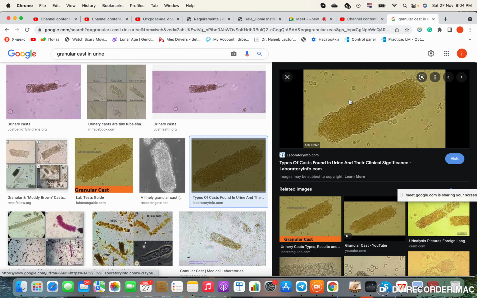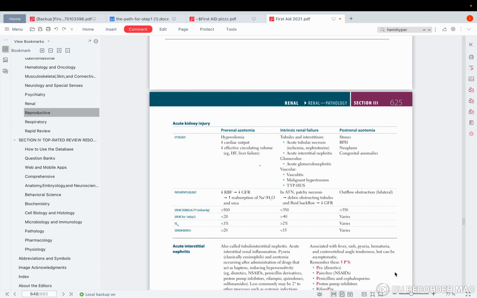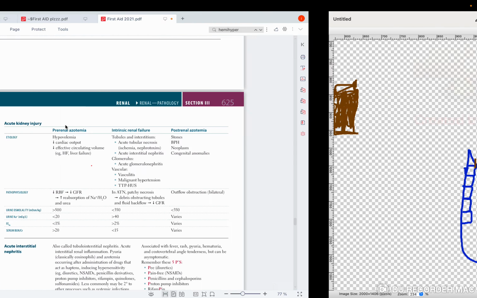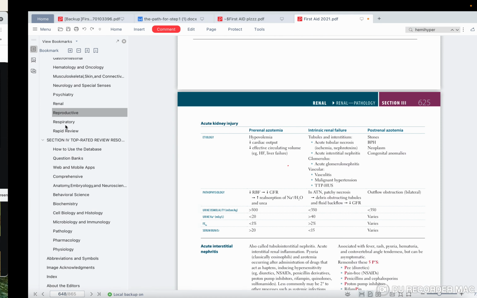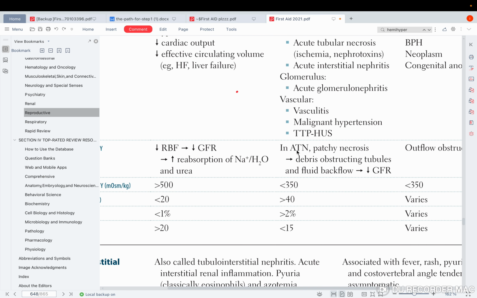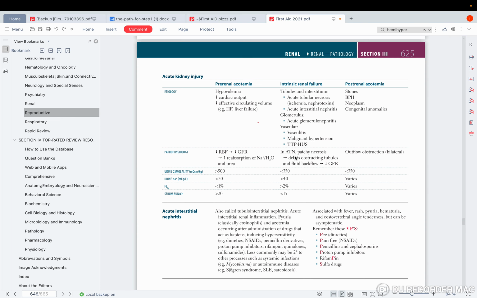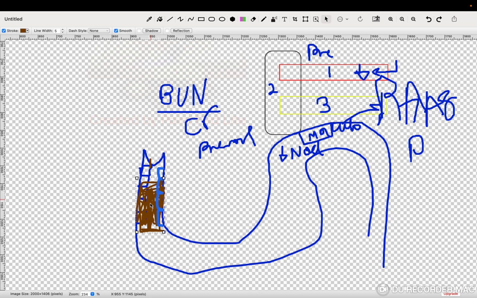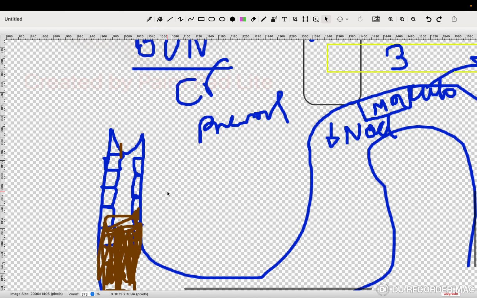So the granular cast is now moving to your urine, okay? It's going to your urine and it's just this guy and he's moving. It's moved from your kidney all the way until it exited your tubules. So the next thing is this. They write, this acute tubular necrosis led to the debris moving out and blocking the tubule. So the tubule now is blocked.